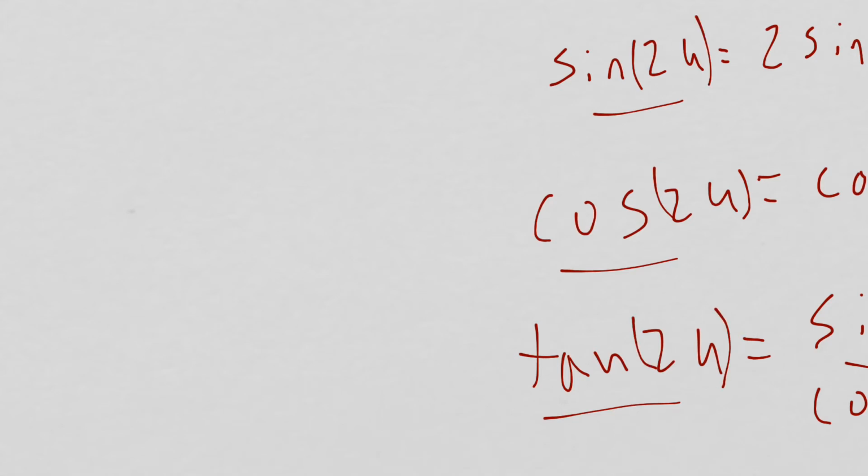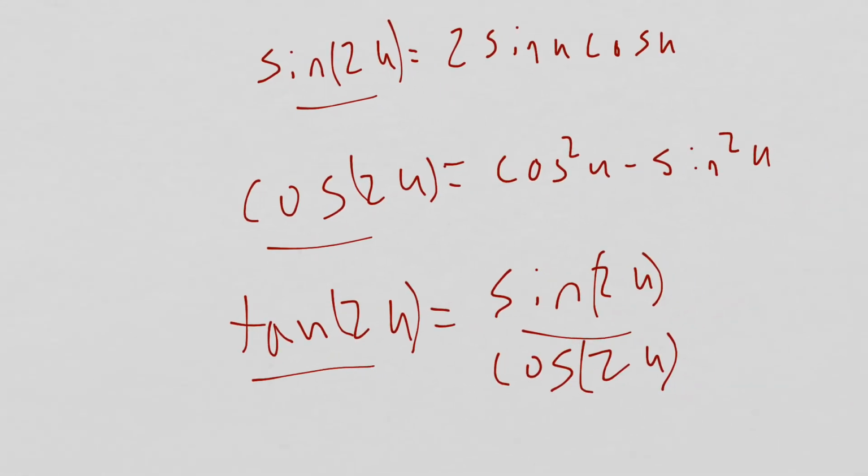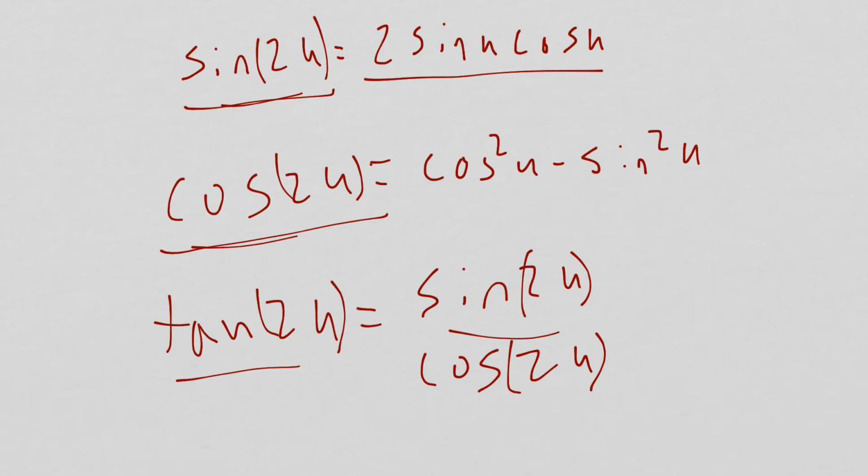Well, we have formulas for that. They're on your sheet. They're the double angle formulas. So sine of 2u is 2 times sine of u times cosine of u. Cosine of 2u, there are 3 different formulas you can choose for cosine of 2 times an angle. I'm going to choose this one. And then tangent of 2u, I'm just going to take sine divided by cosine, both of angle 2u.